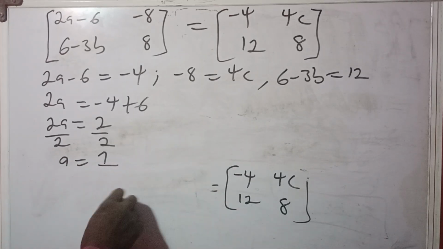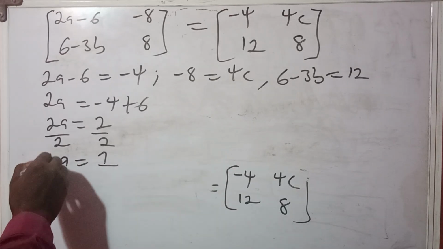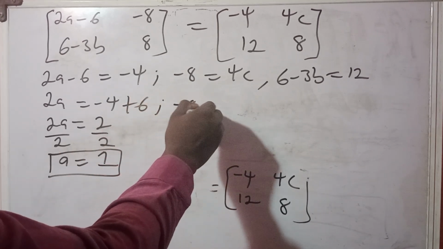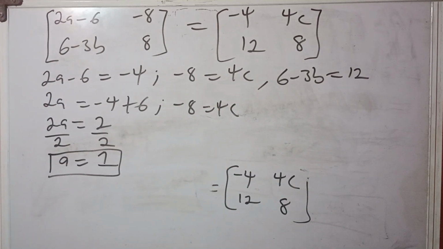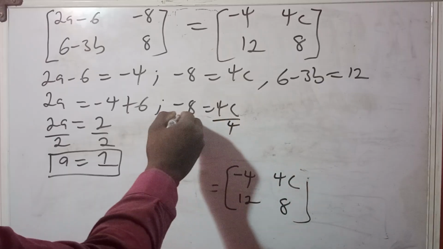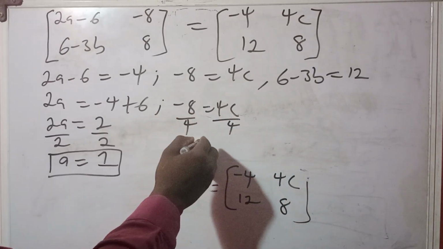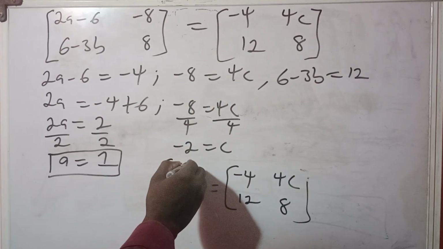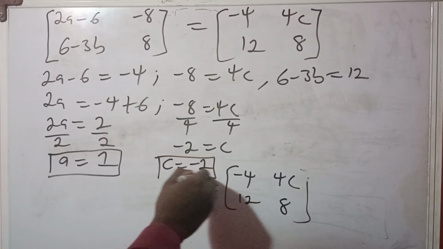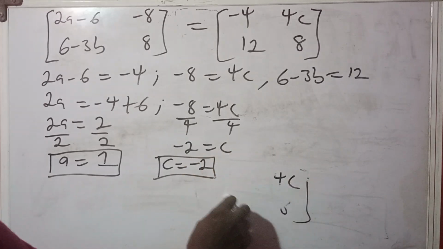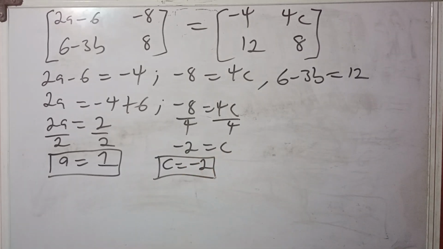And we can go on to solve for element c. Now, for element c, we're told that minus 8 equals 4c. So what we have to do here is also make c the subject of the formula. To do that, we have to divide both sides by 4. Dividing both sides by 4, therefore, we'll have minus 2 equals c. C is obviously equal to minus 2. You can pause this video and let me give you the opportunity to solve for b. And then you tell me in the comment section what your answer was.